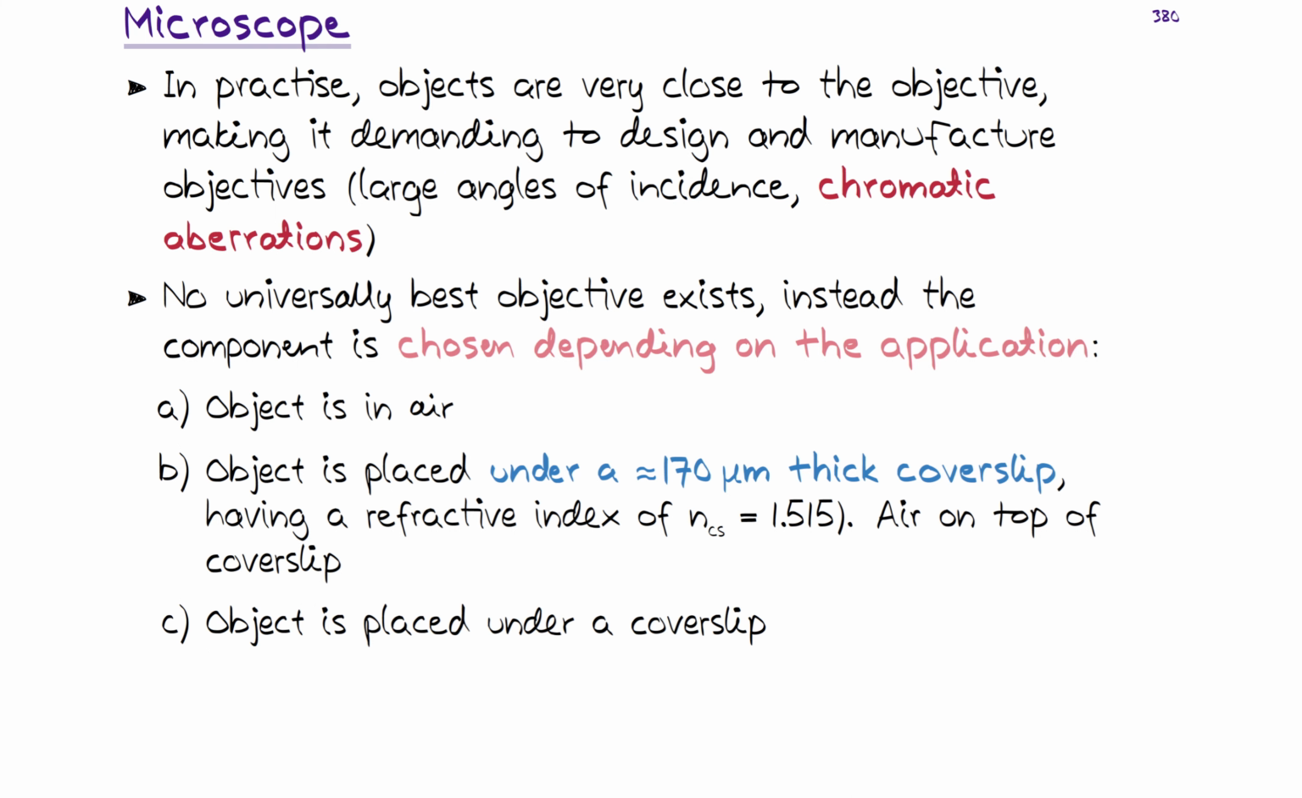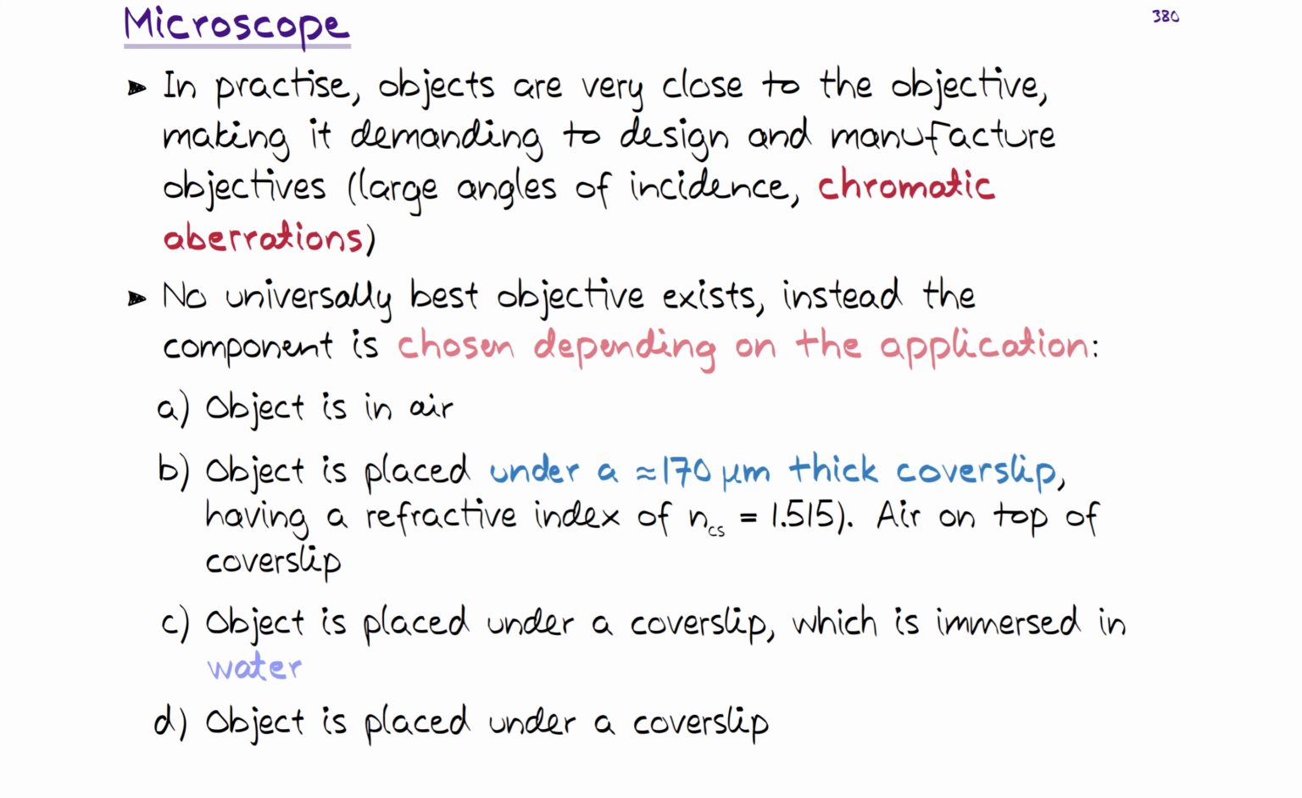Then you have the possibility that the object is placed under a cover slip, but now between the cover slip and your objective lens it's not air anymore, but rather it could be water, so that you change the refractive index profile, and subsequently the image formation will be changing. At least the aberration correction will be changing. And then you have yet another possibility, that the object is placed under a cover slip again, but now immersed in a microscope oil, where the refractive index is not close to 1.3 of water anymore, but rather close to the refractive index of your cover slip.